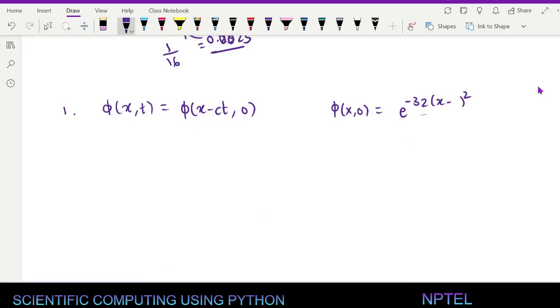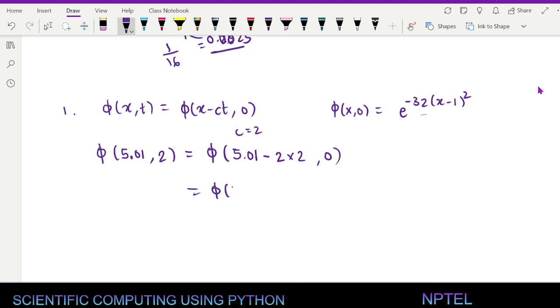So this is 1. Okay, and we have to do 5.01 comma 2, which will be phi of 5.01 minus 2 times 2, right? C is equal to 2, comma 0, which is phi of 1.01, comma 0, and phi of 1.01 we can get from this one.